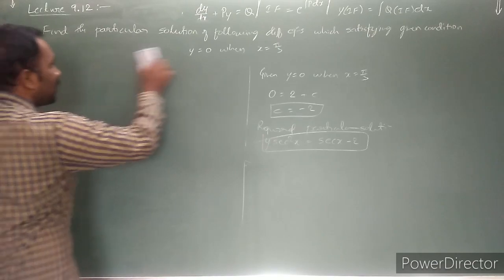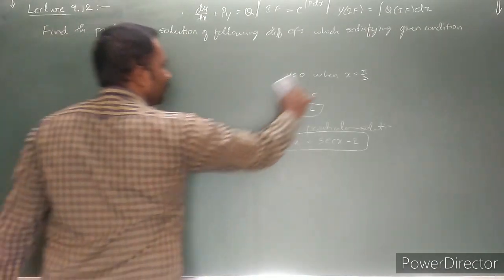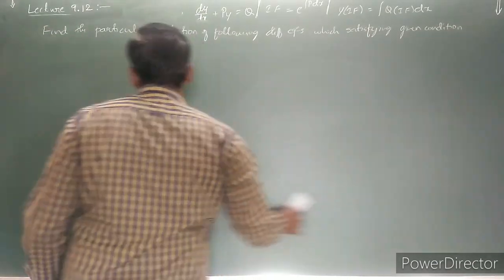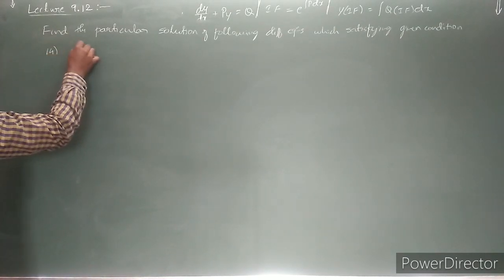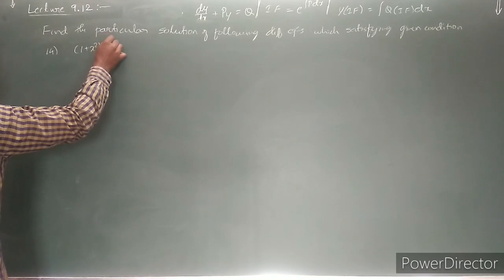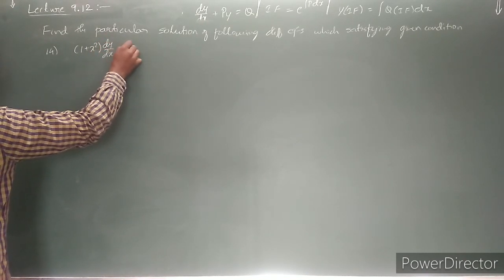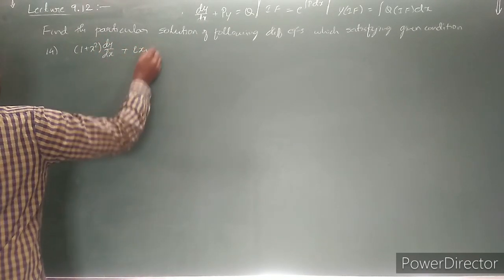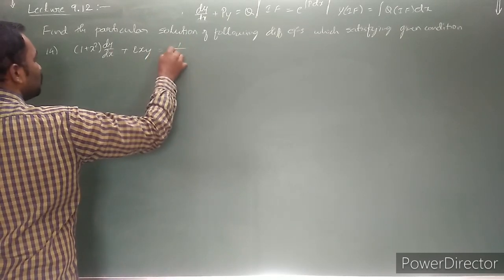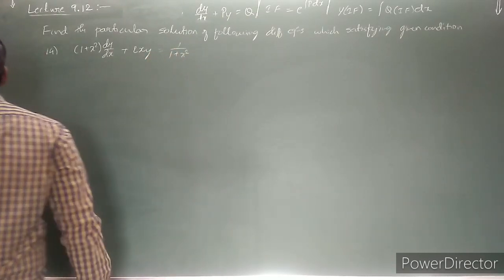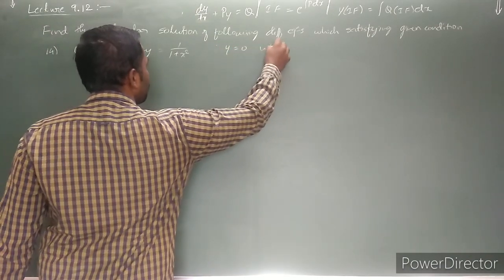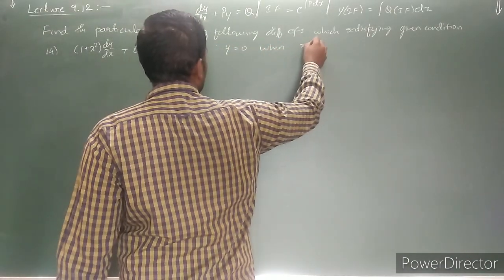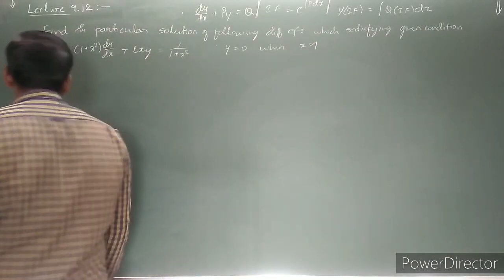Now take the next problem. The 14th problem of the exercise: 1 plus x square into dy by dx plus 2x into y is equal to 1 divided by 1 plus x square, given that y is equal to 0 when x is equal to 1. Yes, you can easily try this one.